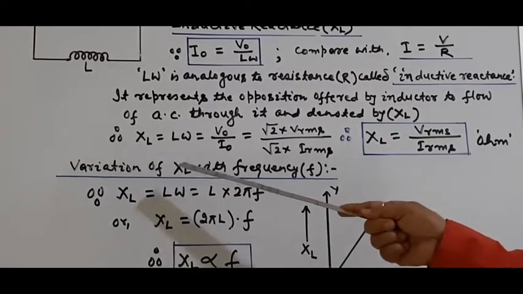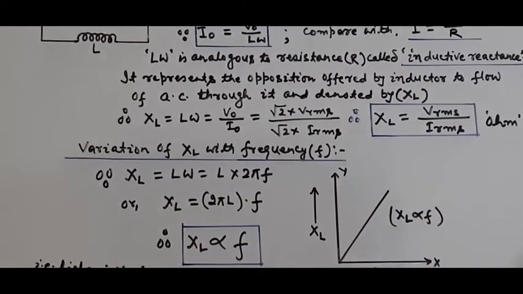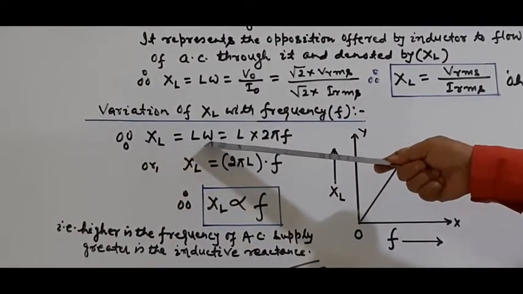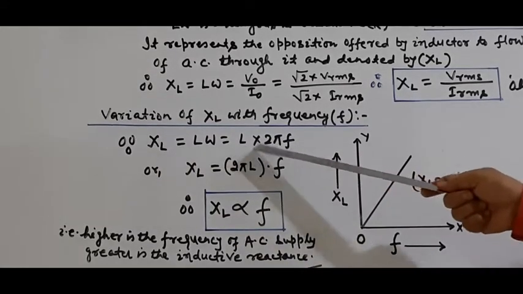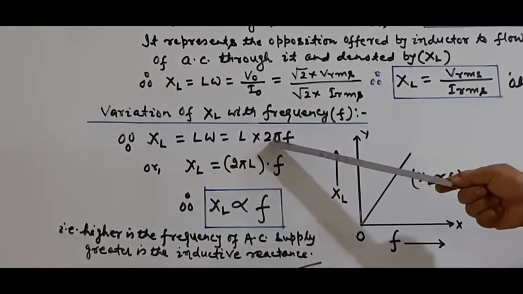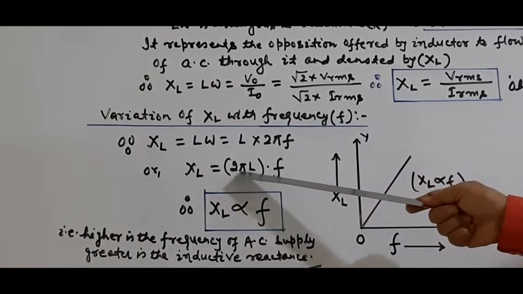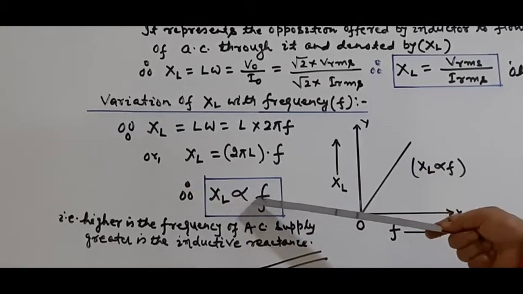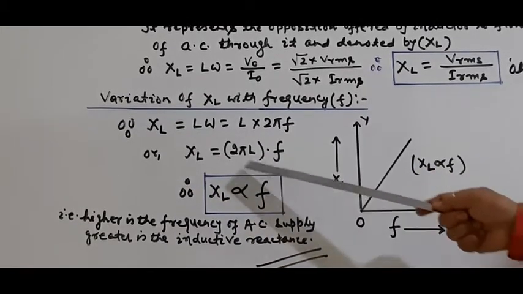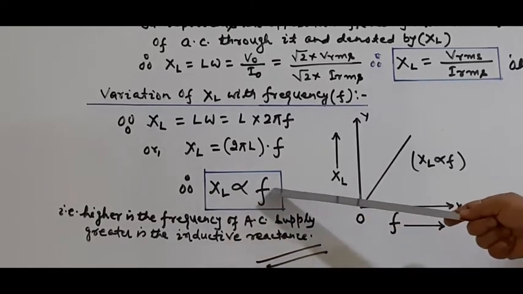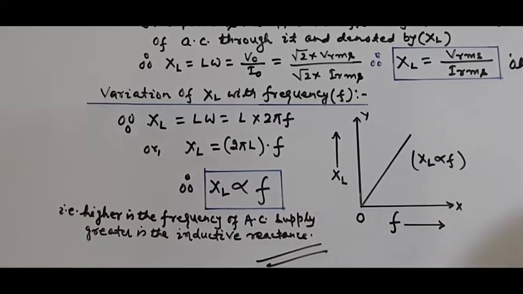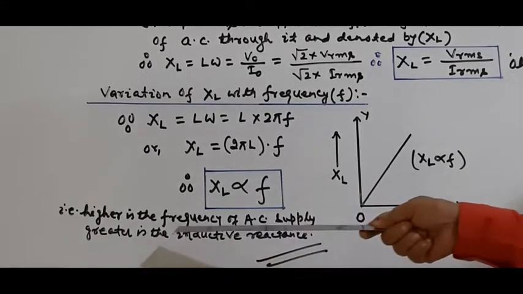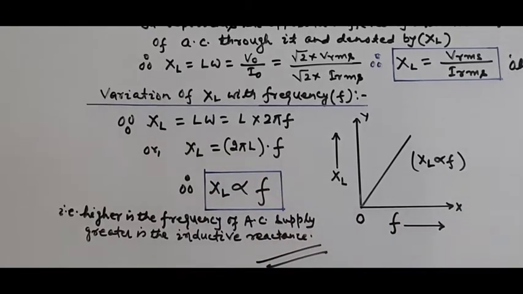Now we'll see the variation of this inductive reactance with the frequency of the AC. Look over here. Since XL is equal to L omega and omega is equal to 2 pi f, we can write XL is equal to L into 2 pi f. This L and 2 pi are constant, put them together. So XL is equal to 2 pi L into f. Now this is the constant, so XL is directly proportional to f, where f is the frequency. So inductive reactance is directly proportional to the frequency of AC, which means the higher the frequency of the AC supply, the greater is the inductive reactance.